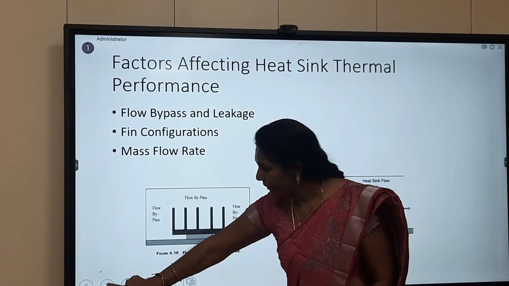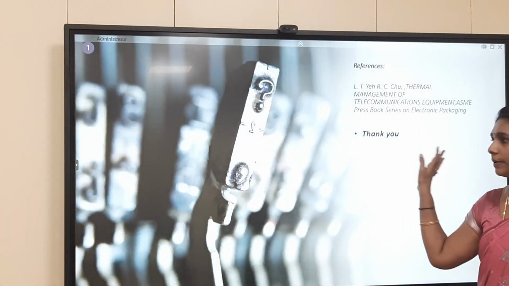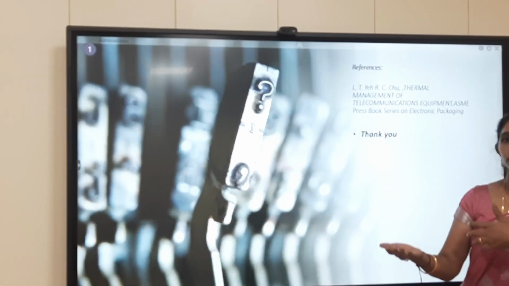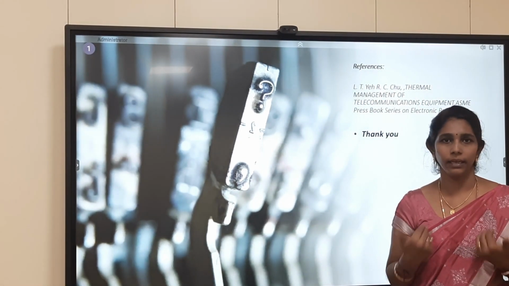So I've given a reference. You can just go through this book series. It's very important. Learning the theory part as well as going by the design, that is the experimental part, will give you a better understanding, I believe.